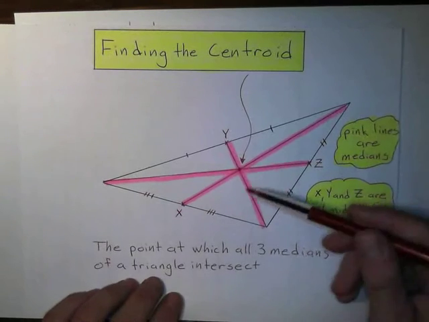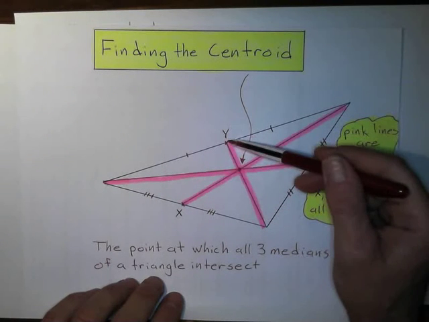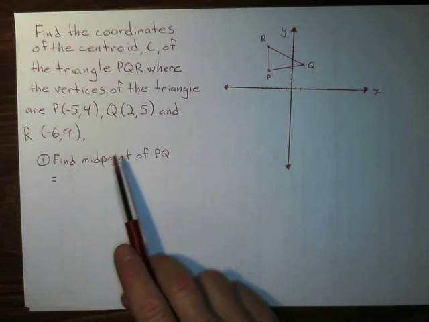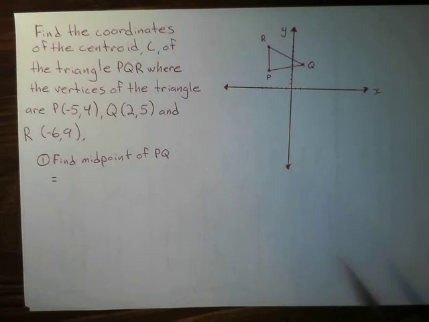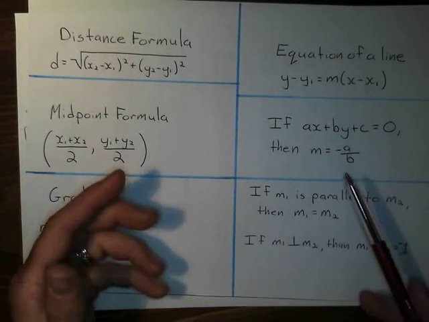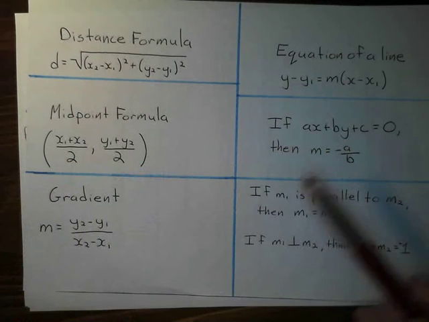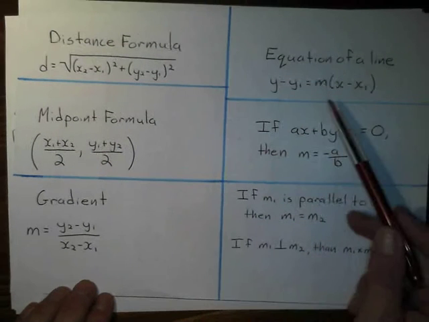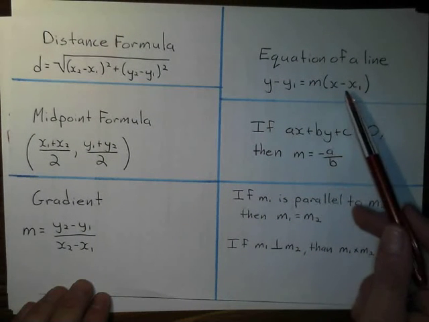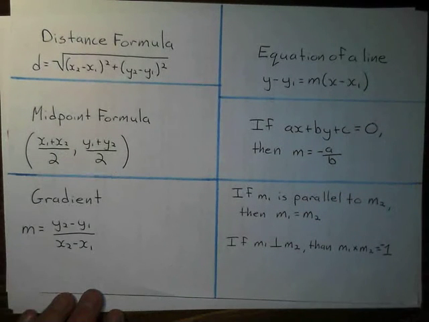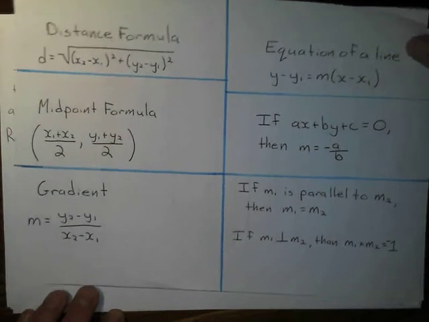Before I get started, I have a formula sheet of coordinate geometry formulas that we're going to need for this problem. We'll be using gradient, the midpoint formula, and the equation of a line, and I keep this handy because I'm going to be using it. To get the midpoint, this is the one I'm going to use: the mean average of the x-coordinates and the mean average of the y-coordinates for a line segment.